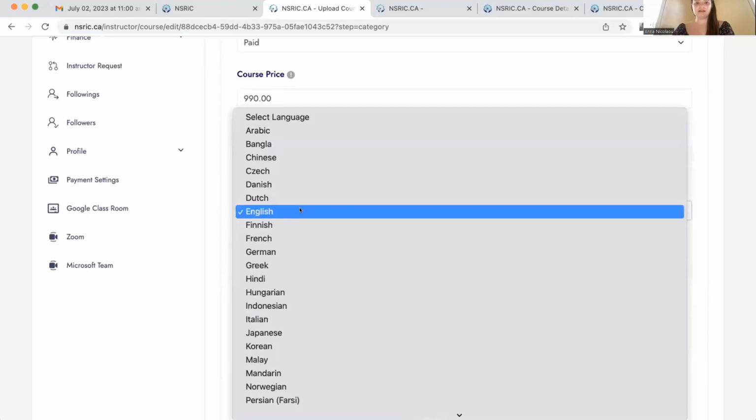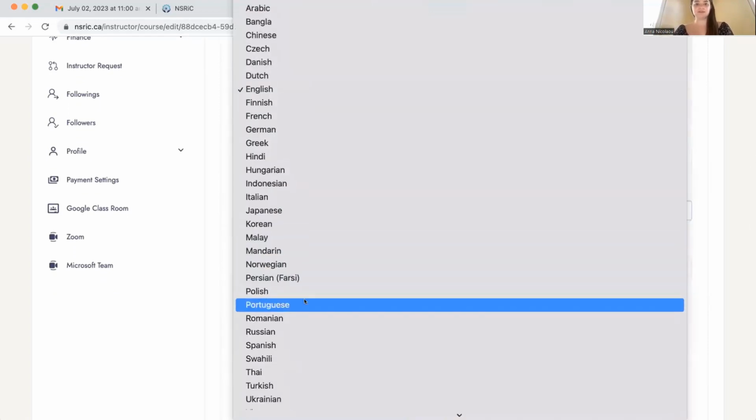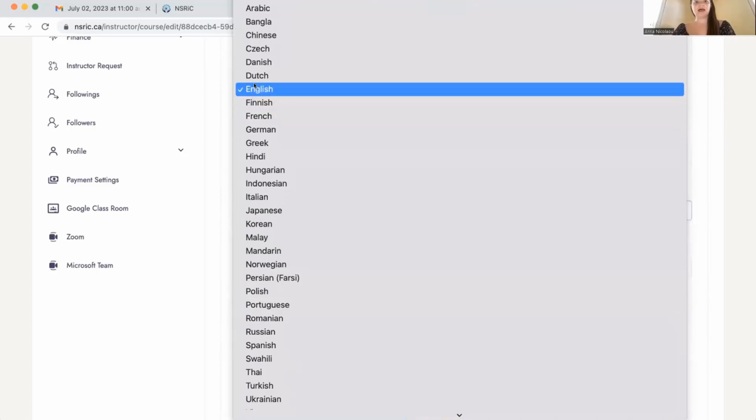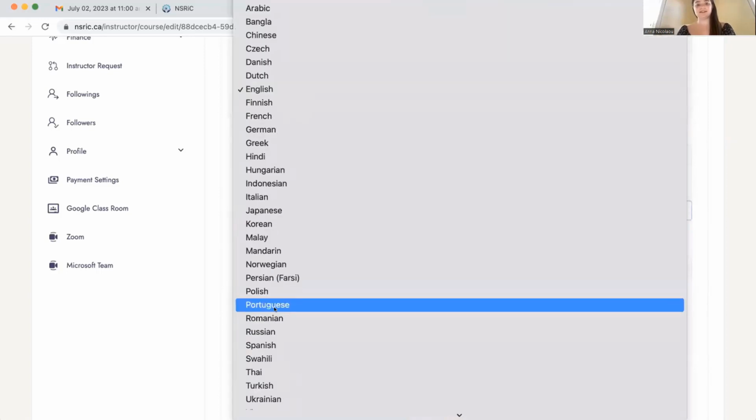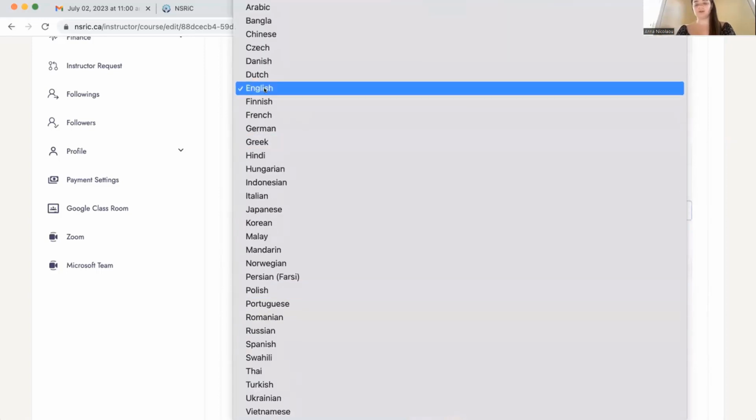Then we have the language. So you can put in any of the languages that the course is taught in. I only know English well enough to teach any of these languages. The only one I know well enough personally is English. So my courses will be in English. However, you can teach a course in any of these languages. So long as there is a market for it, you're good to go.